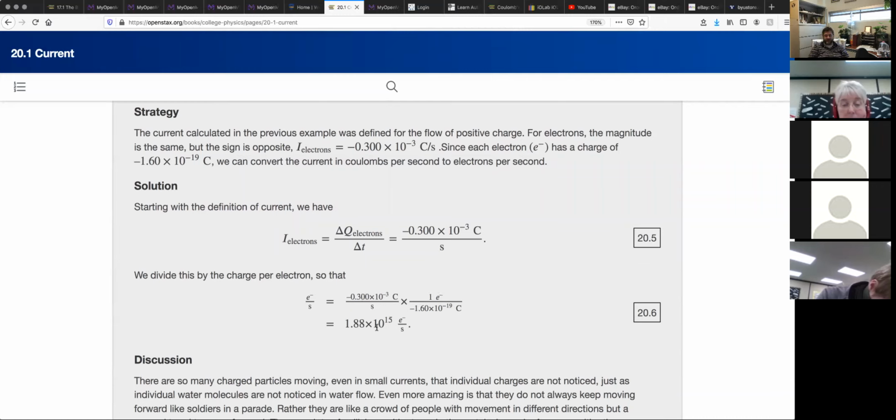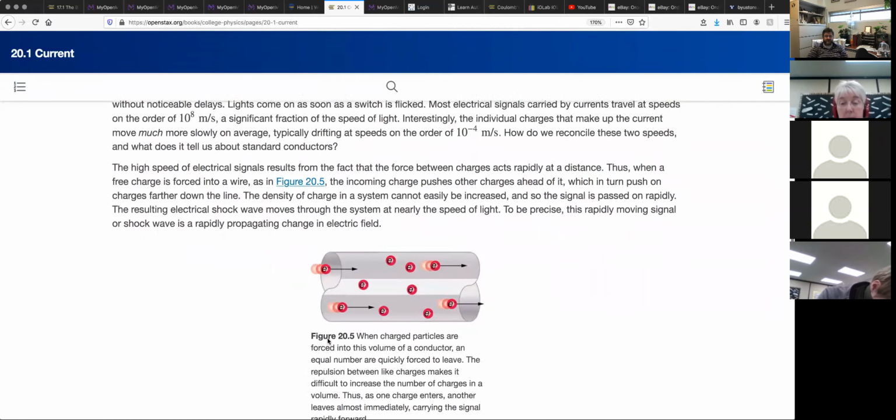So it's 1.88 times 10 to the 15 electrons per second for a current of 3 times 10 to the minus 3 amps. So that's a lot of particles. That's a small current, but that's still a ton of electrons. It's just a lot of electrons.